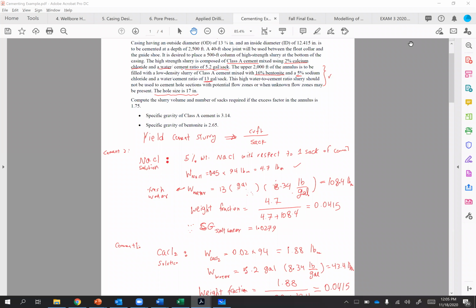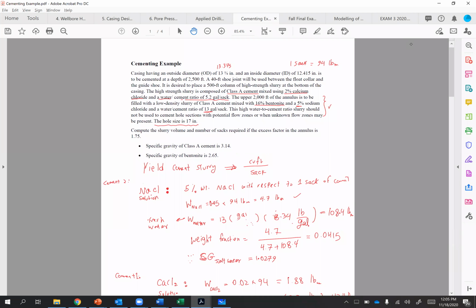Okay, so the overall process was such that we wanted to calculate the yield of the cement slurry, which is calculated per cubic feet of slurry produced by mixing a sack of cement. One sack is equal to 94 pound mass. So what you do is a mass balance and volume balance calculation here.